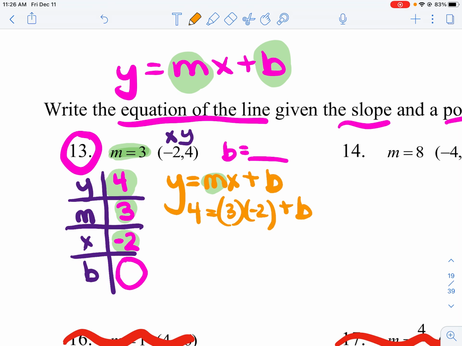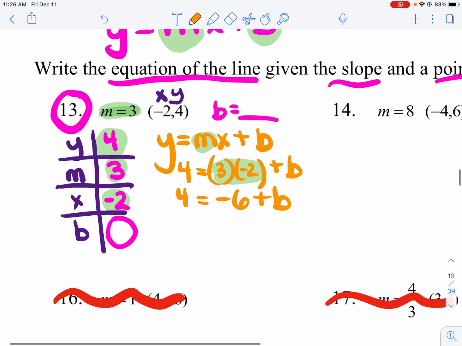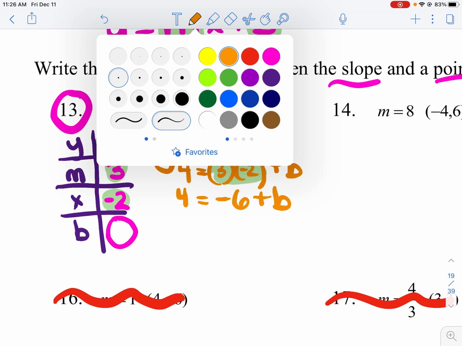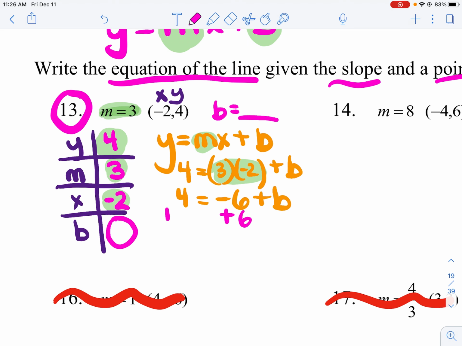Now we can go ahead and simplify. So I'm going to multiply 3 times negative 2, and that gives me negative 6 plus b. Now to get b by itself, we have to move over that negative 6. So I'm going to add 6 to both sides. And when I do that, I'm left with b is 10.